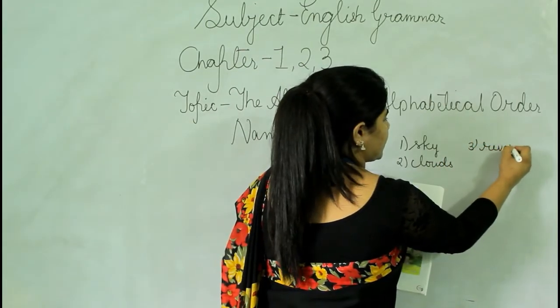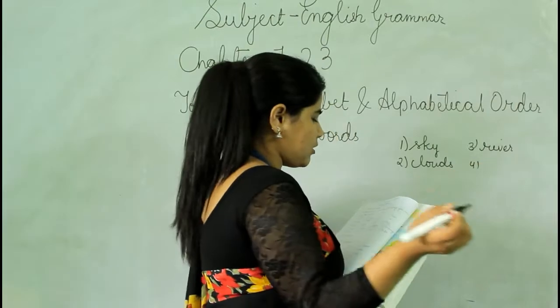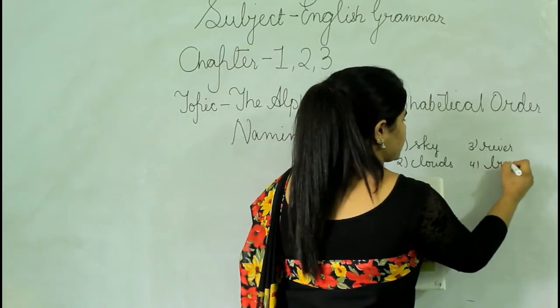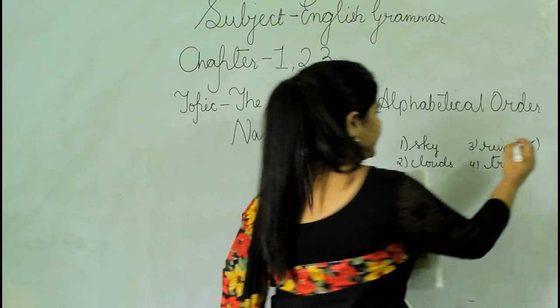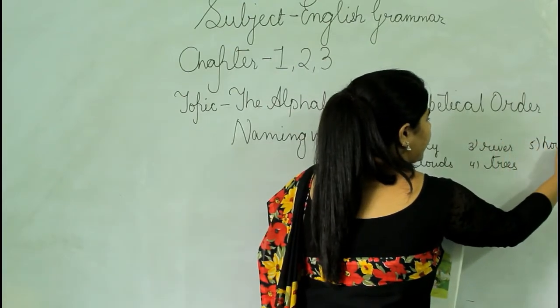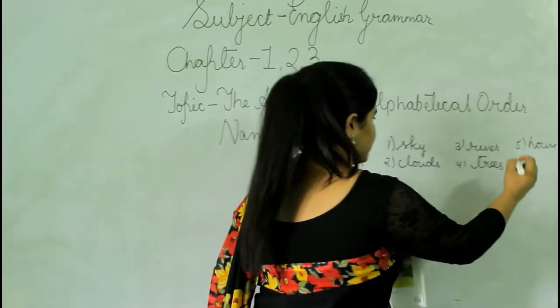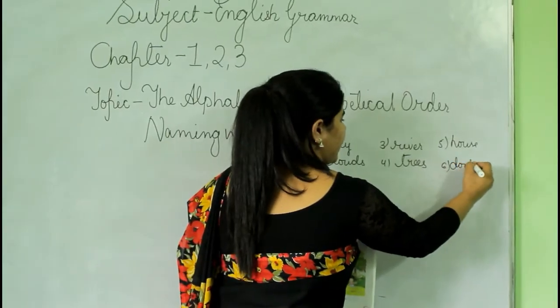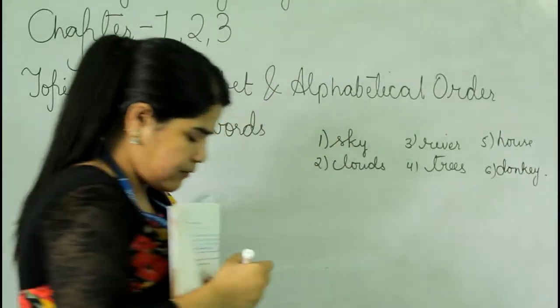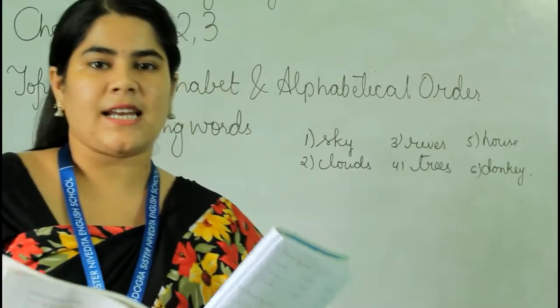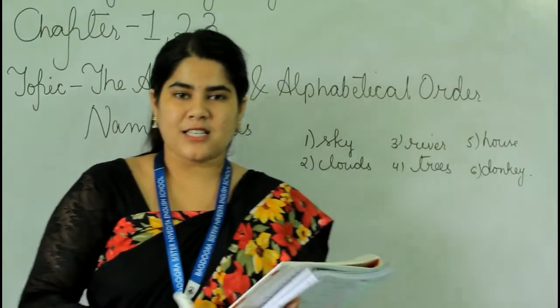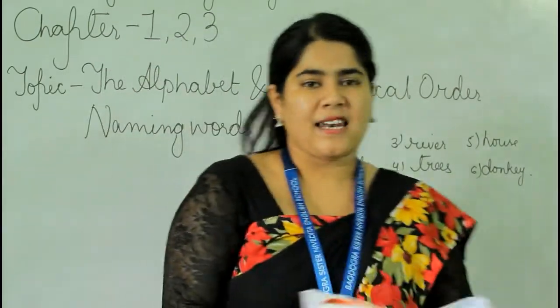You will get this in your picture, as you can see in your book also. Then you will find the trees. And number 5, excuse me. Then you will get a house also over there. Then number 6, you will get a donkey also. These are the words that we have found and I have written on the board. Now the rest, I am not going to write each and every word, but the rest you have to do by yourself. And it is very easy.